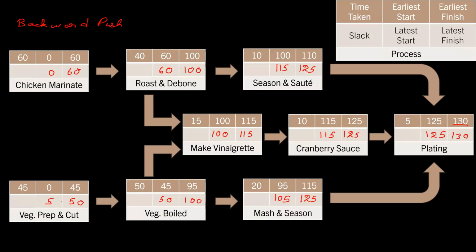So now we have figured out earliest start, earliest finish, latest start and latest finish. So remember, earliest start, earliest finish when you start looking at the processes in the forward direction. Latest start, latest finish can be achieved when we look at the process in the backward direction. It's called the backward push. Now, slack is very simple to calculate. Slack is difference in time between earliest start and latest start.